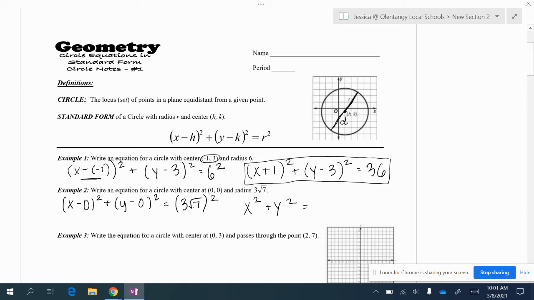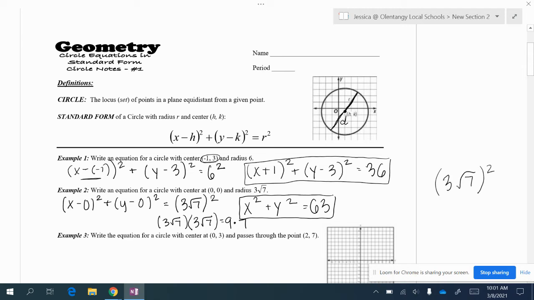And then 3 square root of 7 squared, remember that this is 3 square root of 7 times 3 square root of 7. 3 times 3 is 9. Square root of 7 times square root of 7 is just 7. So 9 times 7 is actually 63. And you could put that right in your calculator and say 3 square root of 7 squared. That would come out to be the answer of 63, as long as you put that into your calculator correct. So if you put that in, you would need the parentheses right on the outside of your square root, like that.